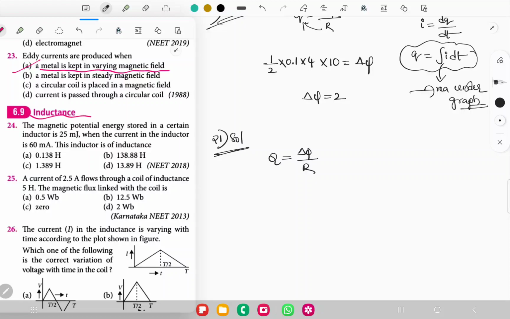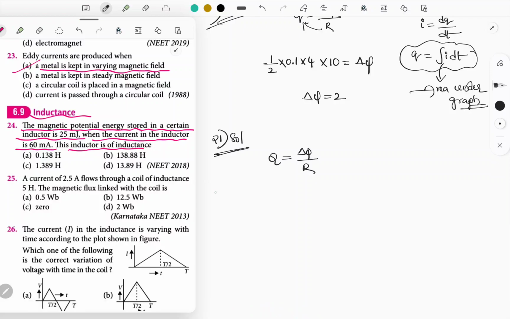That is induction. So, the 24th question. The magnetic potential energy stored in a certain inductor is 25 millijoules. When the current in the inductor is 60 milliampere, what is the inductance? Okay, 24th solution. It's based on energy stored in an inductor. The energy stored in an inductor formula is 1 by 2 L I square. The energy they have given is 25 millijoules. Milli is 10 power minus 3, which is equal to 1 by 2 L. I have to find L.